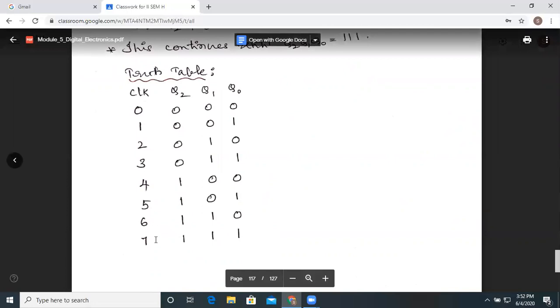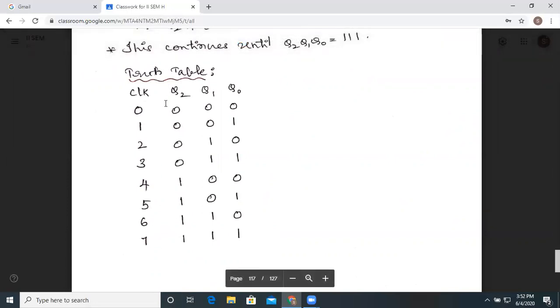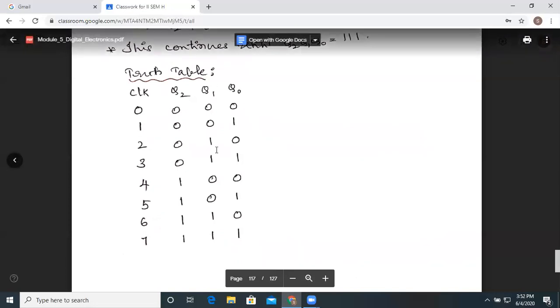These are the number of clock pulses. So here I said it is clock pulse 1, 2, like that. If you start the clock pulses from 0, it is from 0 to 7. So it is totally 8 clock pulses that are applied, and we will get 8 different combinations over here.